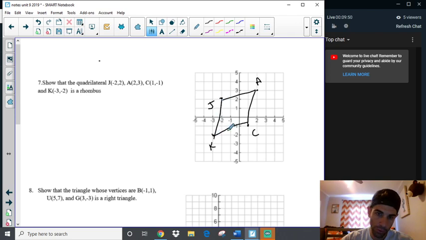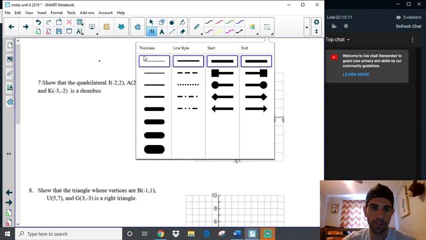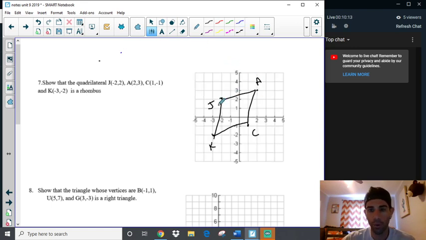There are a couple of things you can do here. You can draw in the diagonals and show that the diagonals bisect each other and that the diagonals are perpendicular. That's one thing you could do. Another thing you can do, which is kind of the same for all of them, is find the slopes of all the sides and then use that to find the distances. That's kind of my favorite because you can use it for all of them.